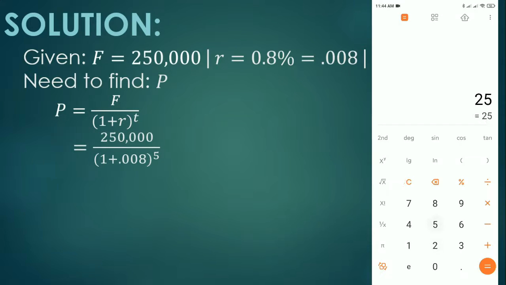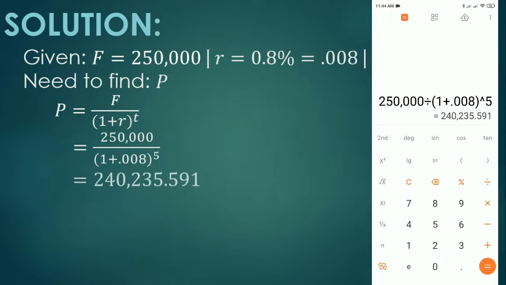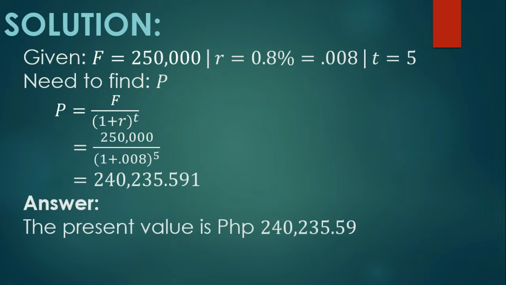So calculating this in any calculator available, 250,000 divided by 1 plus 0.008 raised to 5, it will give us 240,235.591 as the result. So therefore, our answer is the present value is 240,235 pesos and 59 centavos.